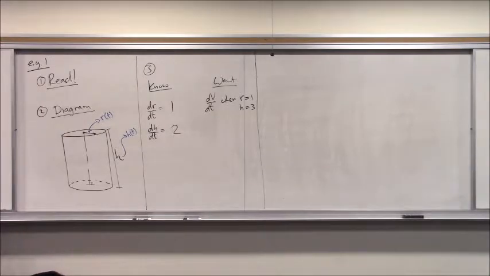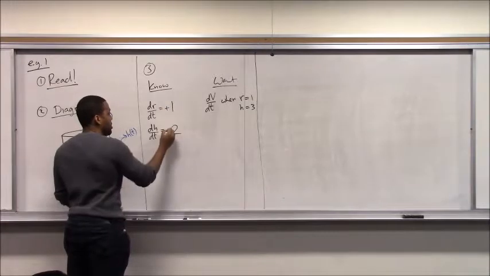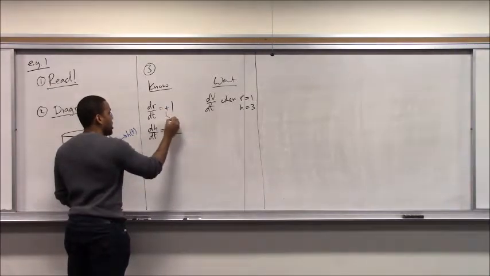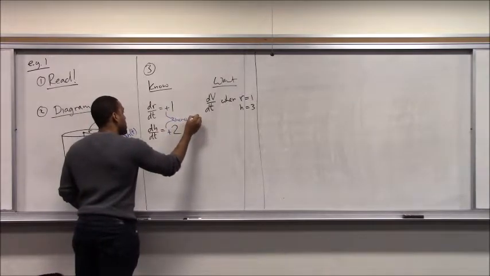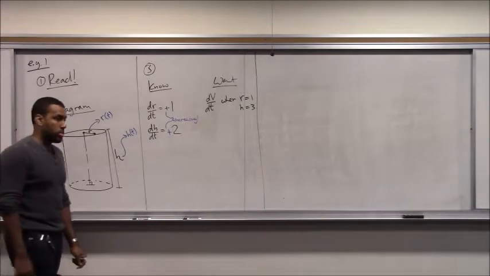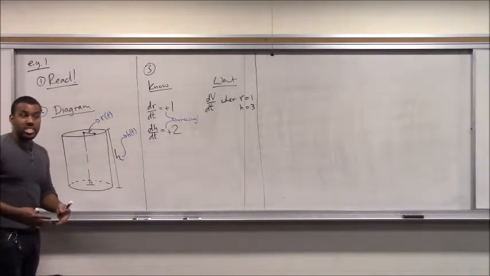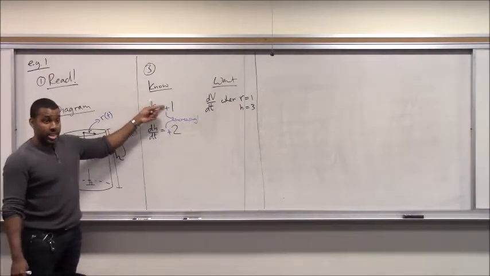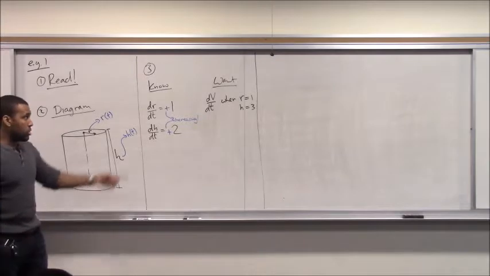Now, again, I'm going to just point some things out for emphasis here. I put these as positive numbers because they are increasing. Notice that in the problem, it said that the radius is increasing and the height is increasing, right? So it's very important that you read carefully, because if they said something like, oh, the radius is decreasing, you need to put a negative sign here. You'll get the wrong answer otherwise.